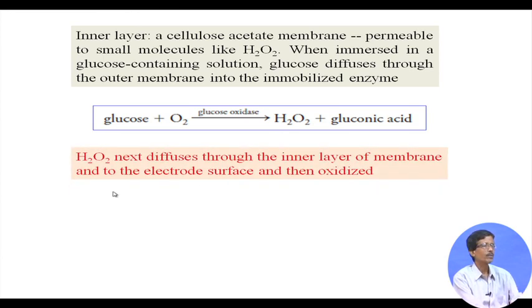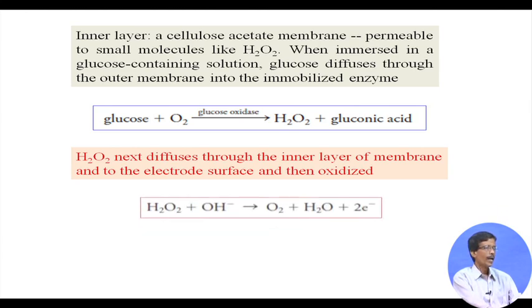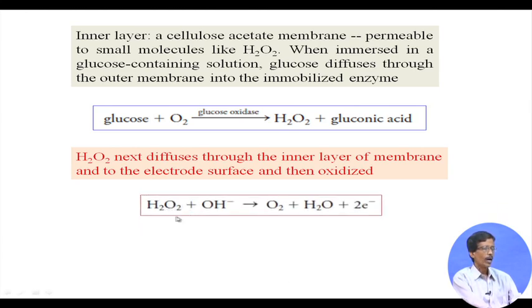Then this hydrogen peroxide diffuses through the inner layer of the membrane, which is the cellulose acetate membrane that allows the H2O2 to reach the electrode surface, and then your H2O2 is oxidized. So, the current as well as the required potential for the oxidation of hydrogen peroxide will be judged now, and you will be oxidizing your hydrogen peroxide back to O2. That means it is not any kind of other disproportionation reaction or any kind of side reaction.